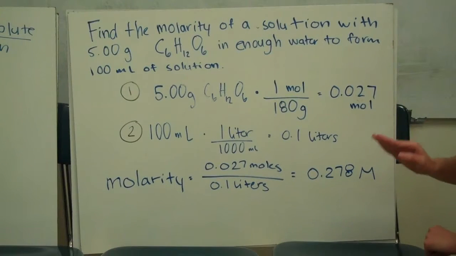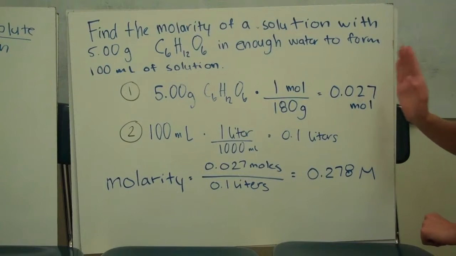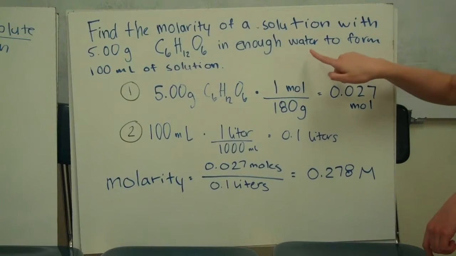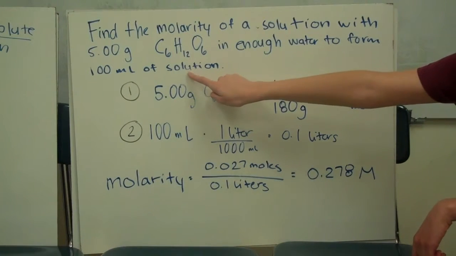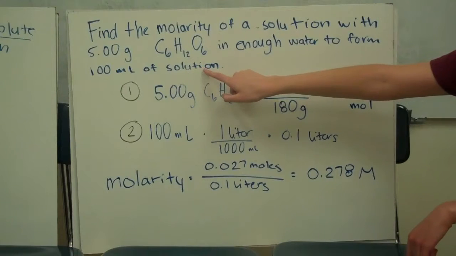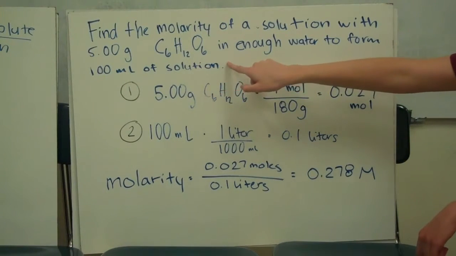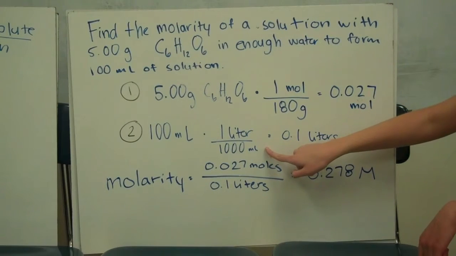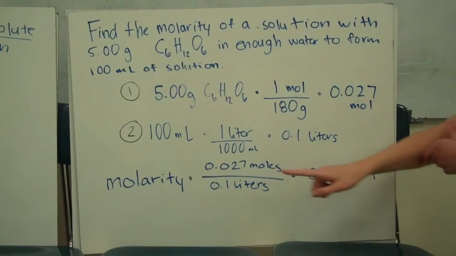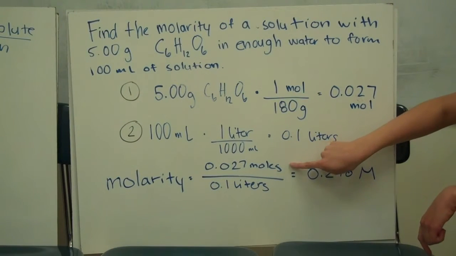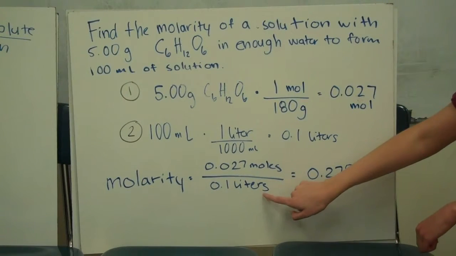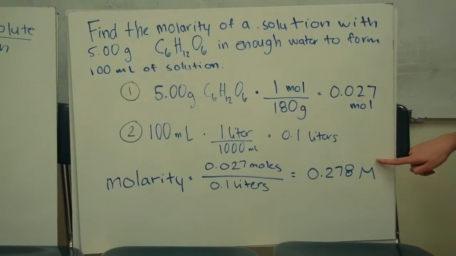Next, we have to find the liters of solution, because again, it's moles solute over liters of solution. We know that the C6H12O6 is dissolved in enough water to form 100 milliliters of solution. That's how much total solution we have. So we have to convert milliliters to liters. 100 milliliters times 1 liter over 1,000 milliliters gives us 0.1 liters. To find molarity, we divide 0.027 moles of our solute by the 0.1 liters of solution that we've prepared. And that gives us 0.278 molar, with a capital M to denote molar.